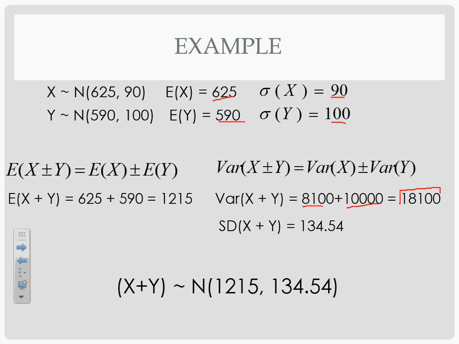And again, if you think about it, you can do a rough estimate. About 68% of people are going to score somewhere probably between just below 1100 and about 1350, which makes perfect sense for us.